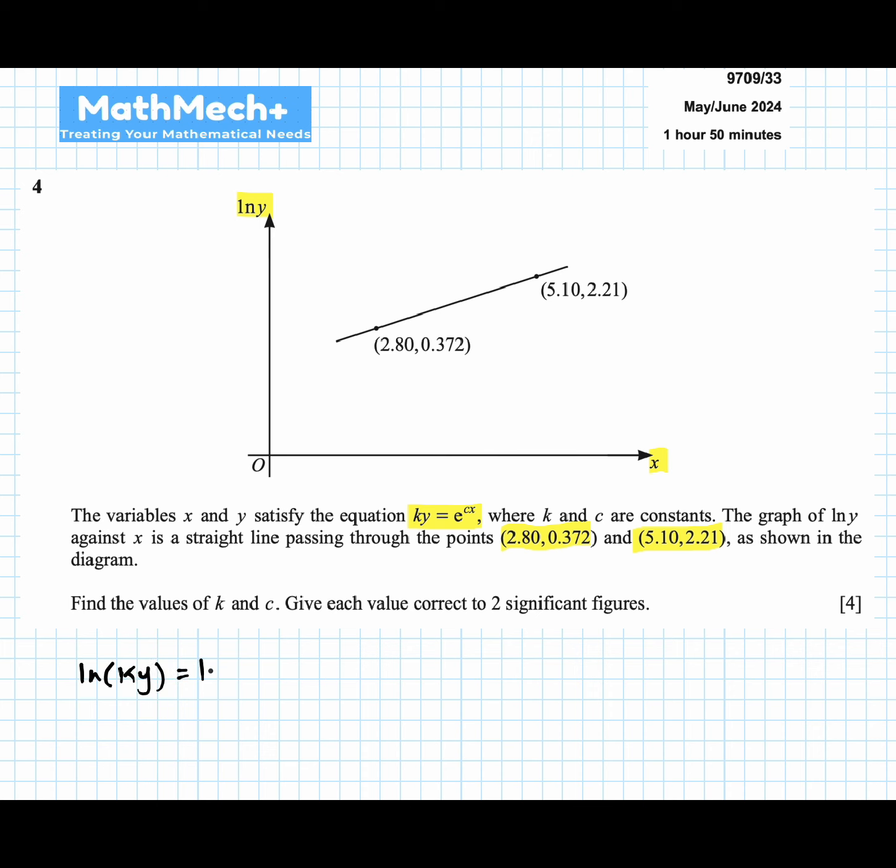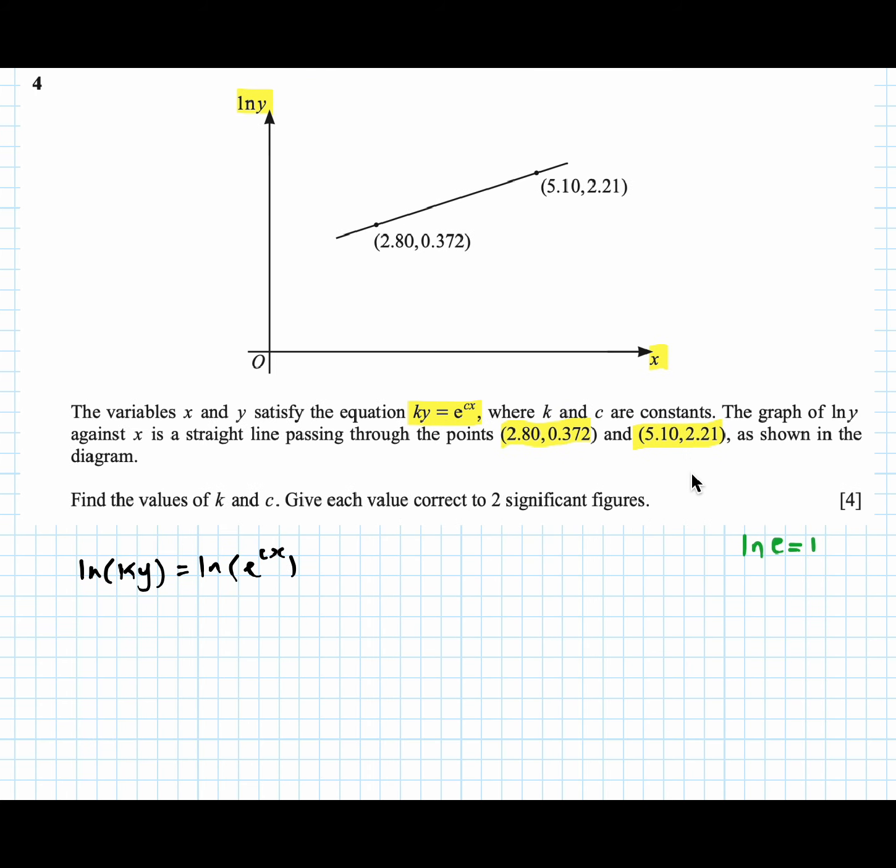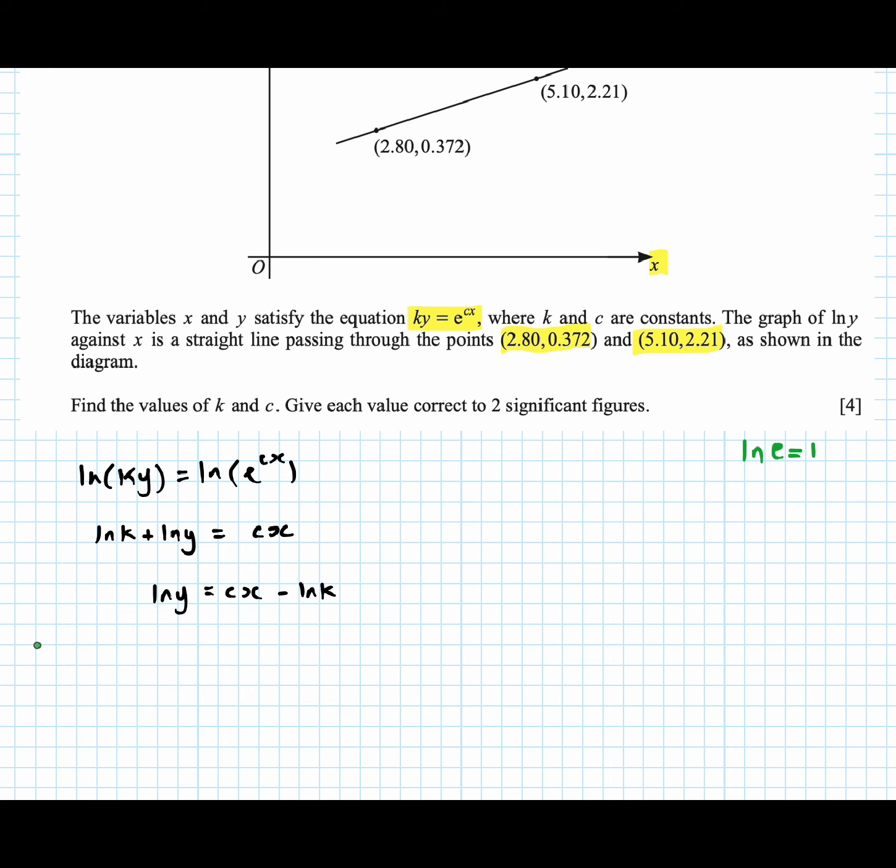So ln ky is equal to ln e to the cx. Now ln e is equal to 1, so we're left with just cx. And again, just using our addition rule there on the left hand side. And now I'm going to rearrange. So what you're doing here is you're making it appear in linear form, y equals mx plus c. So ln y, there is our y, and mx plus c.